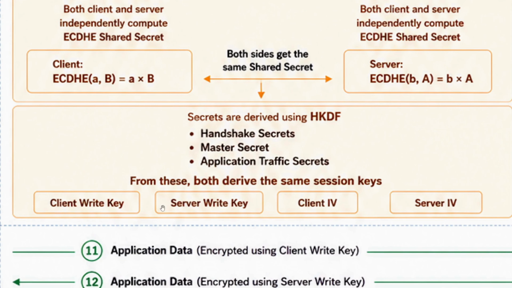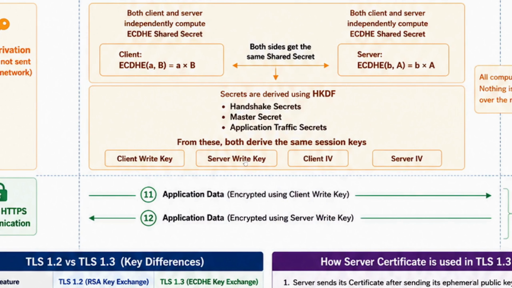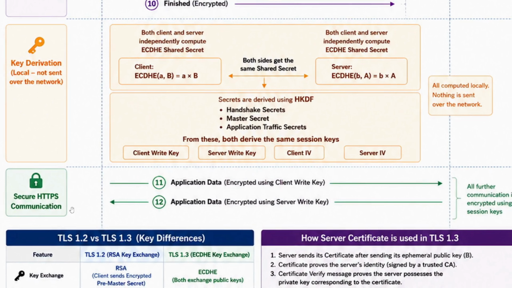So based on this, it will derive the client write key, server write key, etc. All this information, as we had seen in TLS 1.2. At the end, we get these symmetric keys. When I say symmetric keys, it means only one key is used for encryption and decryption. And when we say asymmetric keys, it means there are two keys, the public key and the private key, which I explained earlier also.